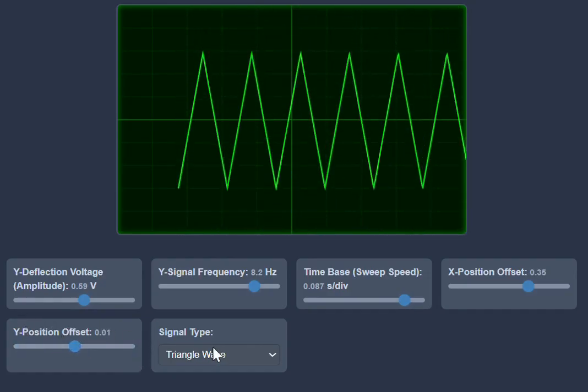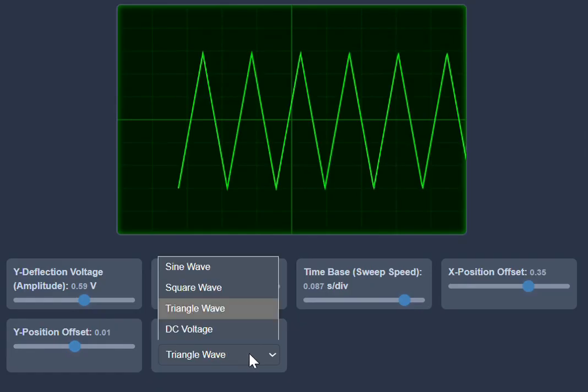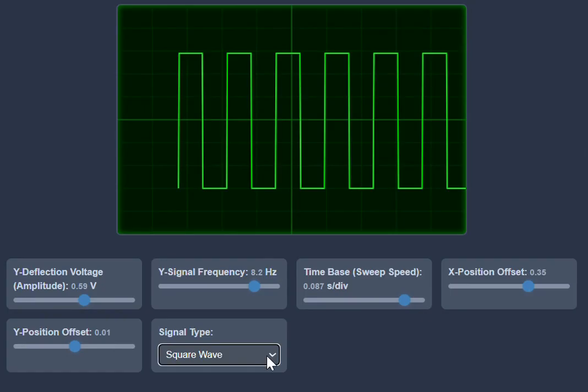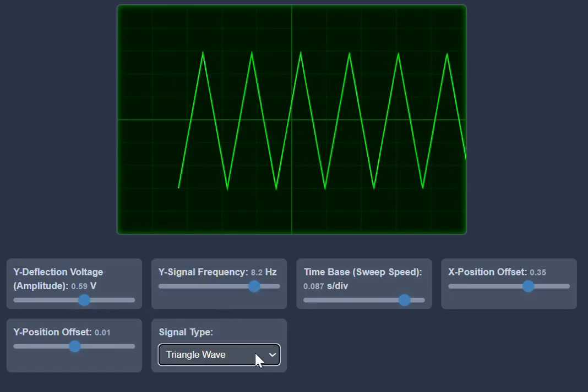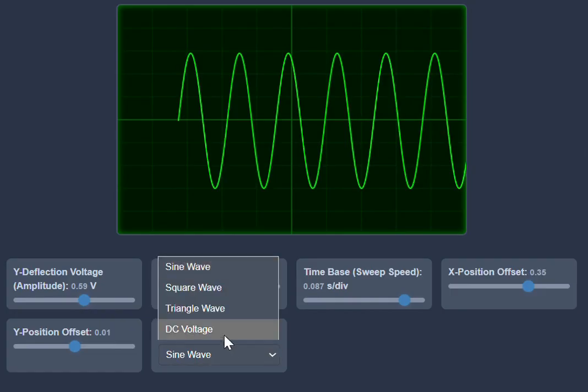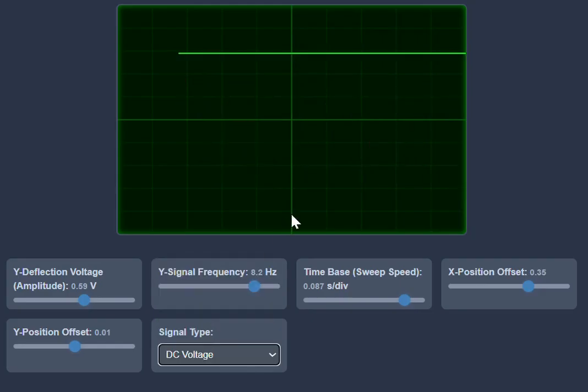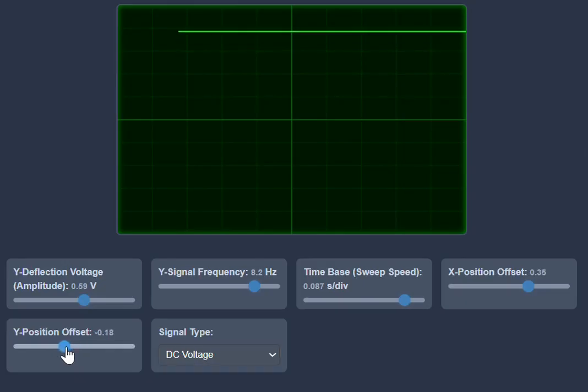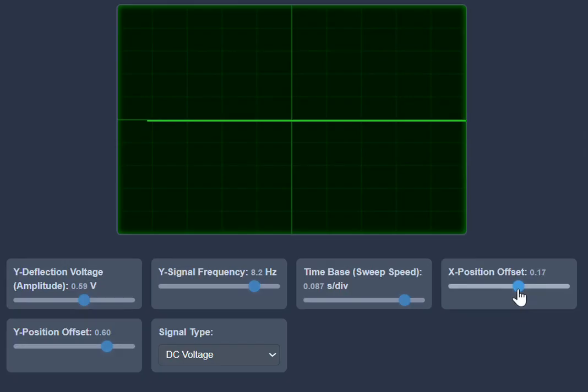Which type of signal do we want to test or measure? Square wave, triangular wave, sine wave, and this is the DC wave. Actually, this is not a perfect line, so what do we do with the functionality key? We need to bring it down, so first we use the y position offset. Now this is the center position, but it is not a proper line, so we shift the signal in the x-axis.